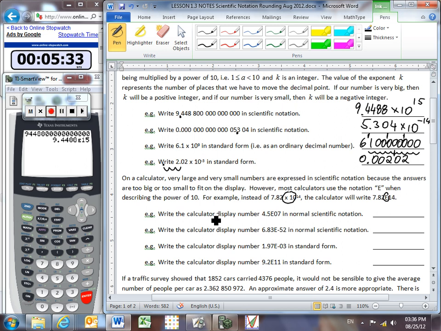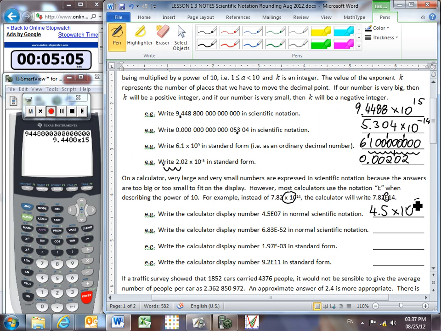We'll write the calculator display number in normal scientific notation. We change that capital E into a times 10 to the power of, and then we have a 7. I don't need to write the 07. The calculator will always give 2 digits for the power of 10, in this case 10 to the power of 07. But when we're writing it in normal scientific notation, there's no point including the 0.